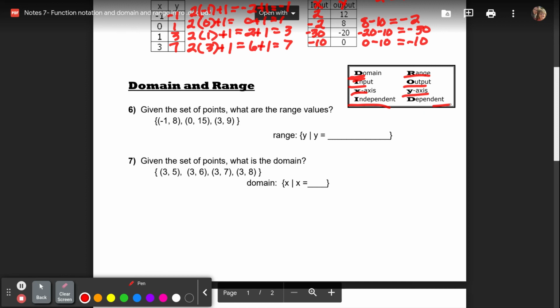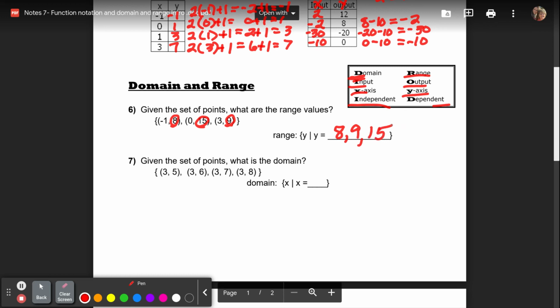So on number 6, when it says, given the set of points, what are the range values? The range would be the Y values, 8, 15, and 9. Now, when we write these out, we're going to write them in numerical order from least to greatest. So I'm going to put 8, then 9, and then 15.